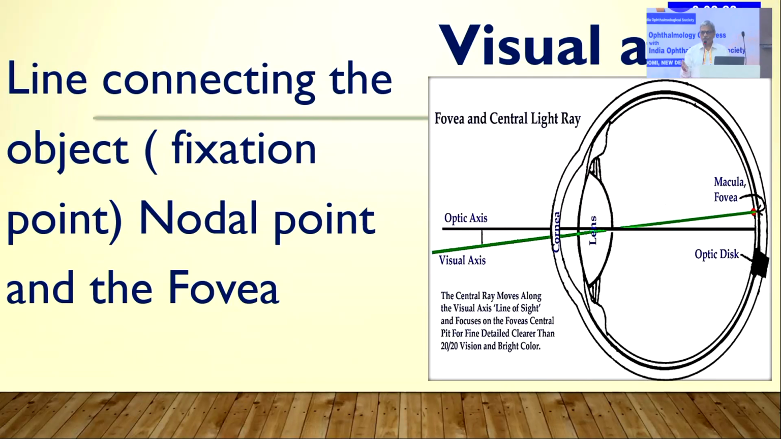If the alignment is deranged, it is called squint. That's all. If the physiological relation between the visual axes of both eyes is not maintained, it is called squint. Squint can have many reasons. Now, the afferent pathway, from refractive errors, corneal opacity, macular problems, optic nerve problems, going up to the brain, that's called sensory problems.